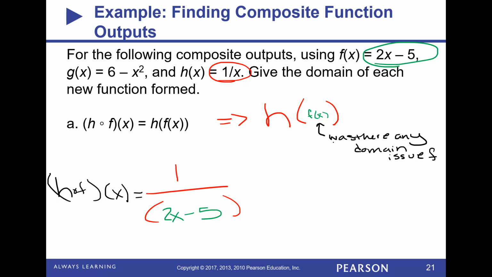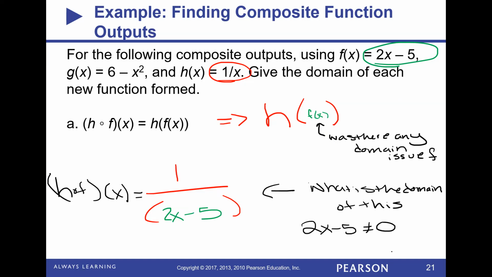However, once you've said whether or not there is a domain issue to begin with, then we go to this function and what is the domain of this? Now, in this one here, the first thing I begin to notice is that X does fall in the bottom of the fraction. So because X falls in the bottom of the fraction, I'm going to take whatever's in the bottom of the fraction and say that it cannot equal 0. Go ahead and solve that out.